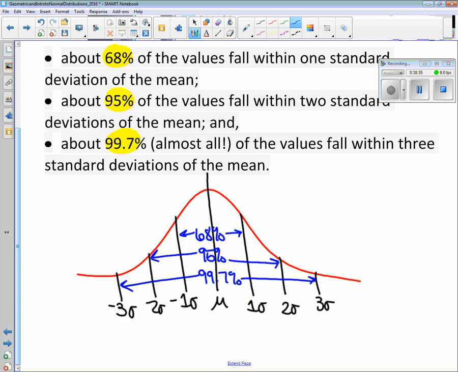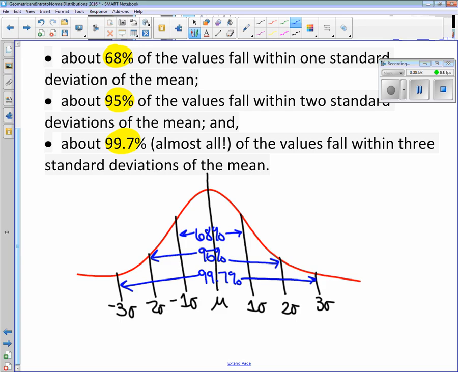Why not all of it? Again, it's getting asymptotic and very, very close, so there are very, very minuscule portions on either side. If it's outside 3 standard deviations, that's unusual. And that's going to come into play on Friday or Thursday. When is it unusual? What does it mean to be unusual?